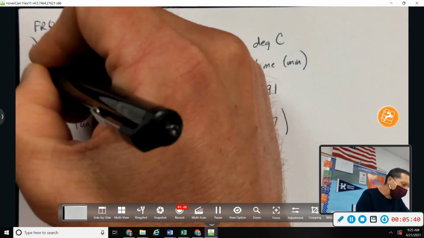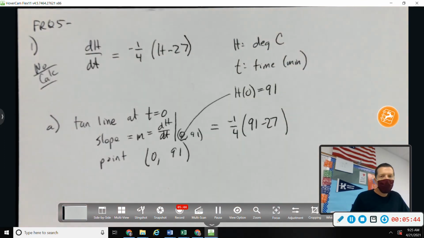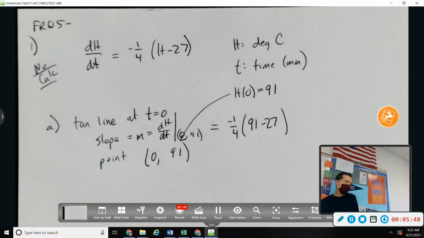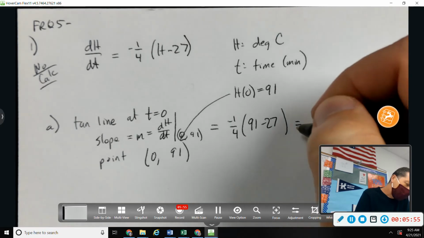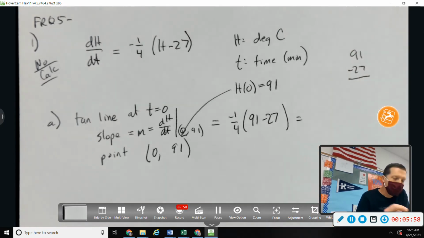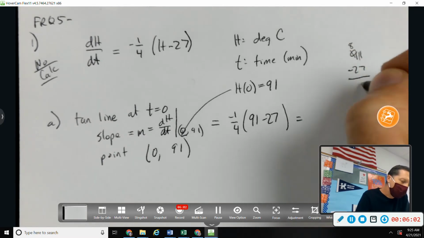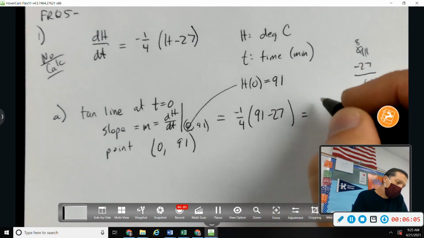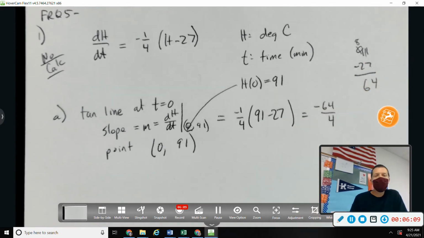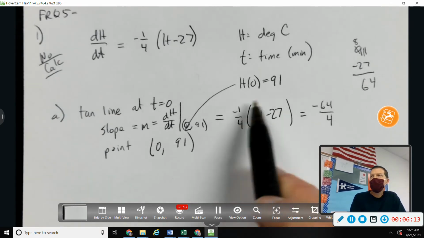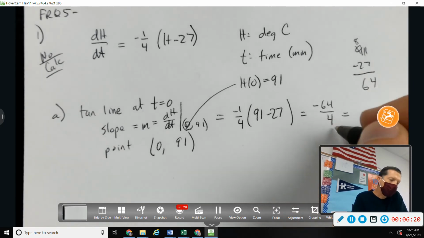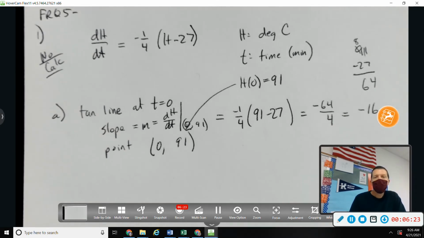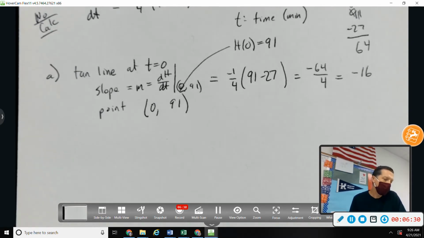Oh, and this was no calculator. So I'm hoping that the math works out reasonably nice since it's a no calculator question. 91 minus 27. You've got to go old school subtraction here if you need to. Maybe 64. And hey, you don't have to reduce, so you could just leave it like this and plug that whole thing in for the slope if you really don't want to mess with it. But they've sort of rigged it to work out. 64 divided by 4 is 16. On no calculator stuff, if you have to do some computations, they usually make it so that it's possible.